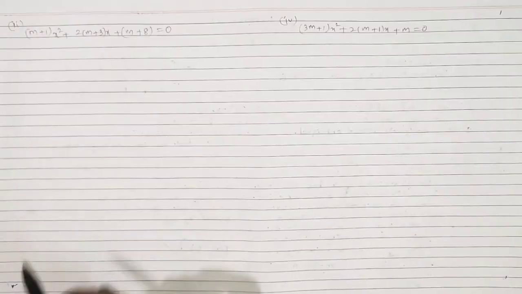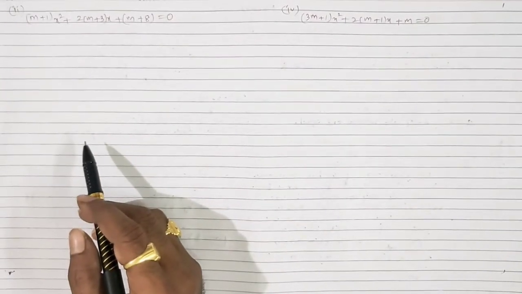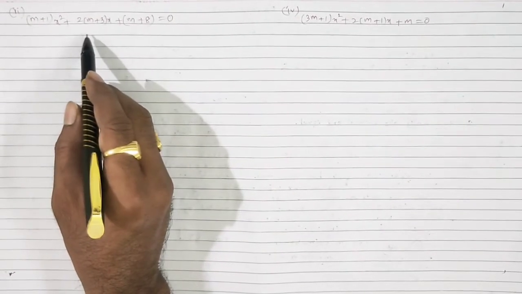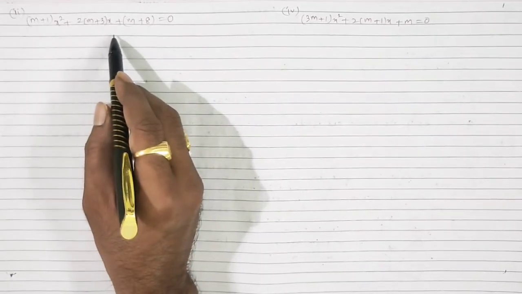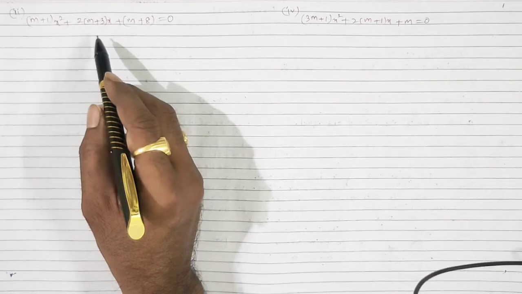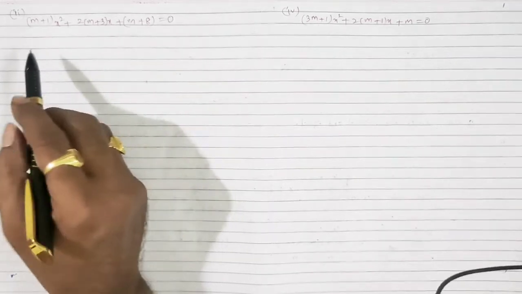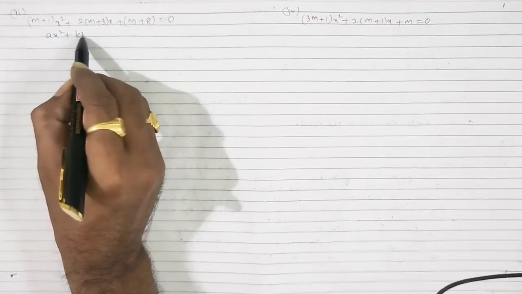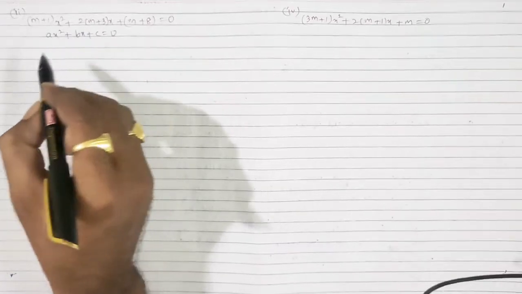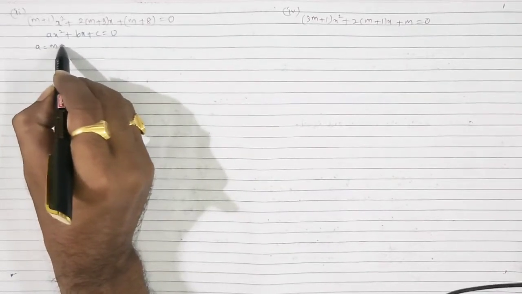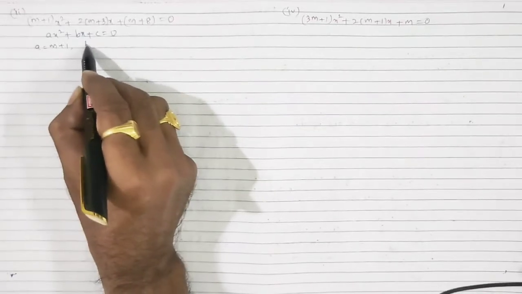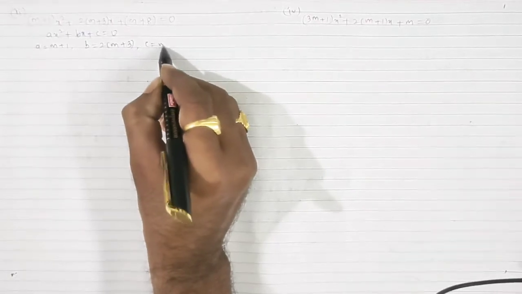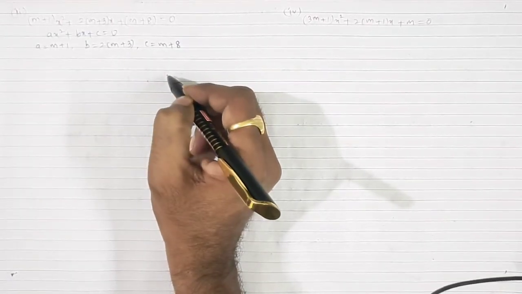Okay. So now we are going to discuss the solution of the second problem, that is (m plus 1) x square plus 2(m plus 3) x plus (m plus 8) is equal to 0. Here, if you compare with the general form of a quadratic equation ax square plus bx plus c is equal to 0, a is equal to m plus 1, the x square coefficient, b is equal to 2 times (m plus 3), and c is equal to m plus 8.